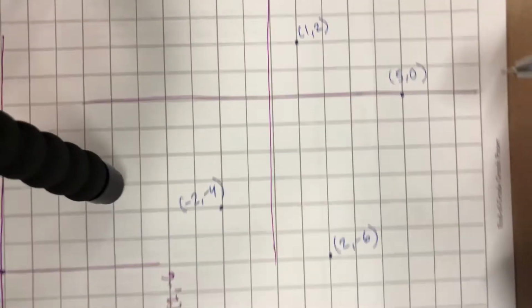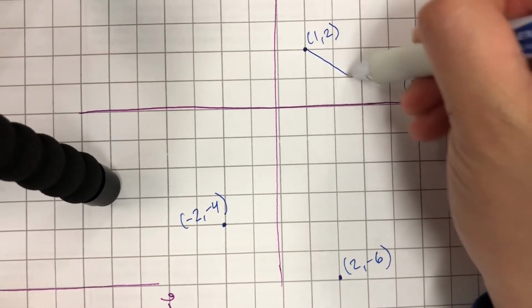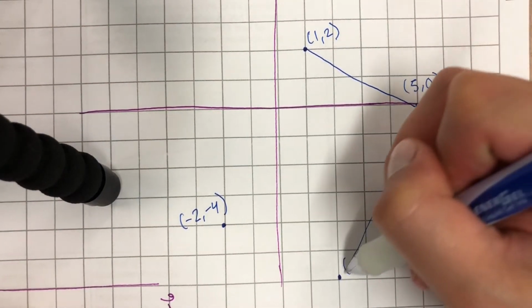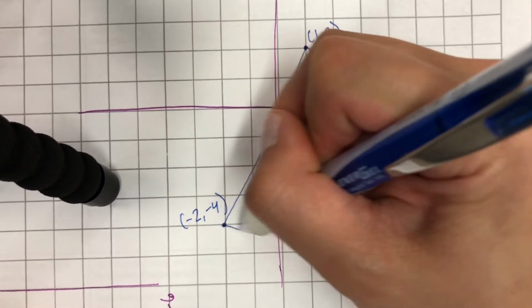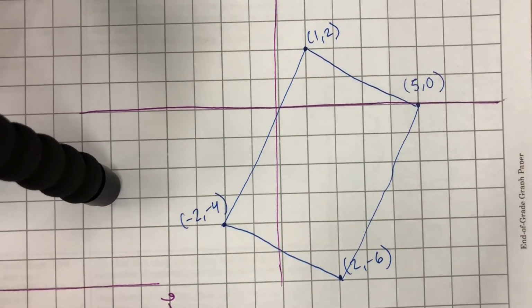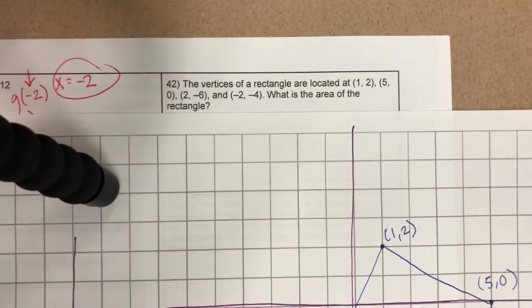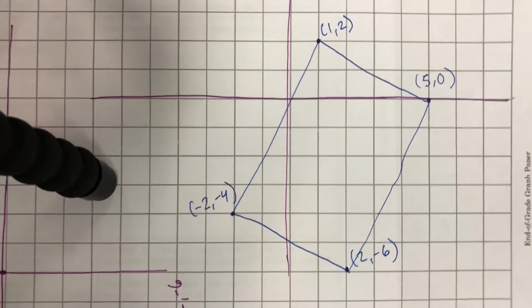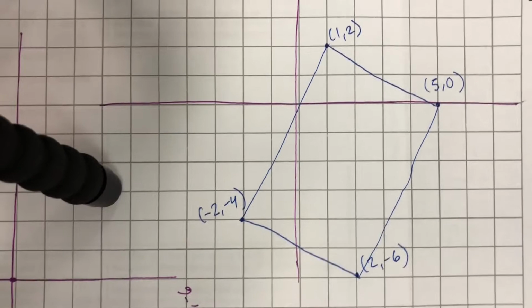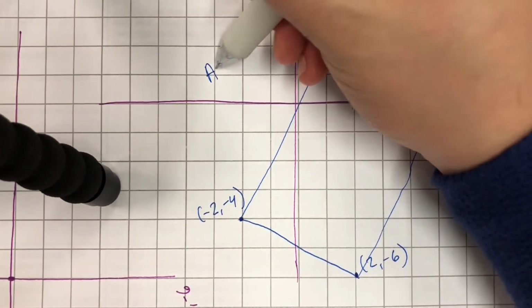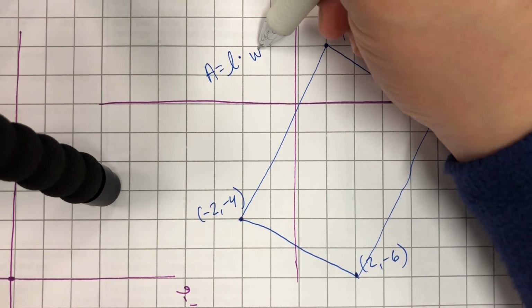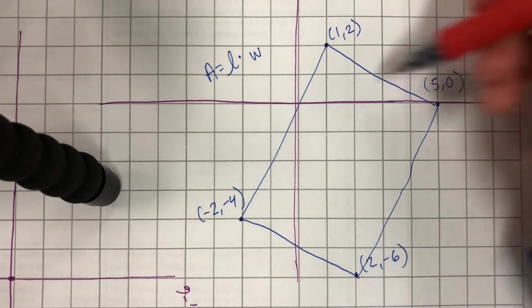Okay, once I have this, I know that this is a rectangle. So let's just connect my points. If you have a shape that's not a rectangle, then you might have something that is incorrect. Okay, what is the area of the rectangle? When I have something that looks like this, I need to find the length and the width because I know area of a rectangle equals length times width. So to do that, let's deal with this right here.